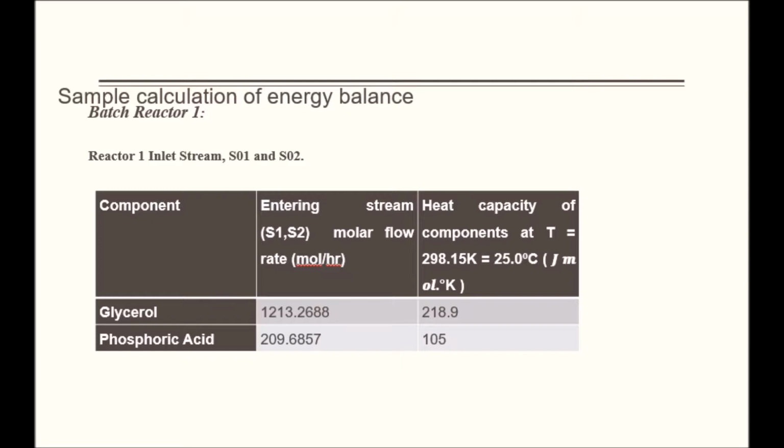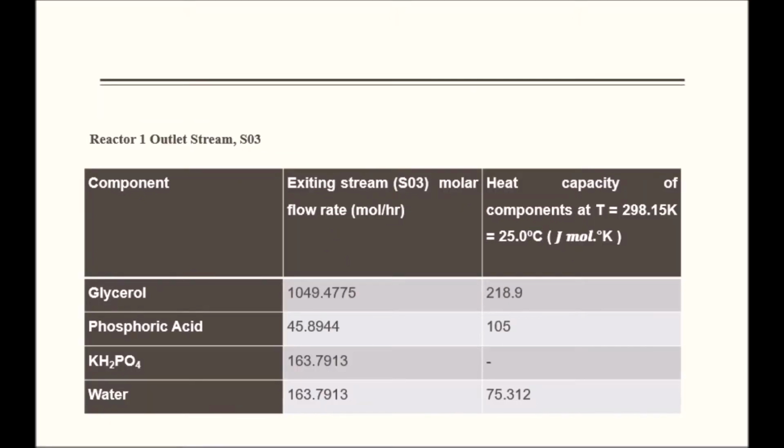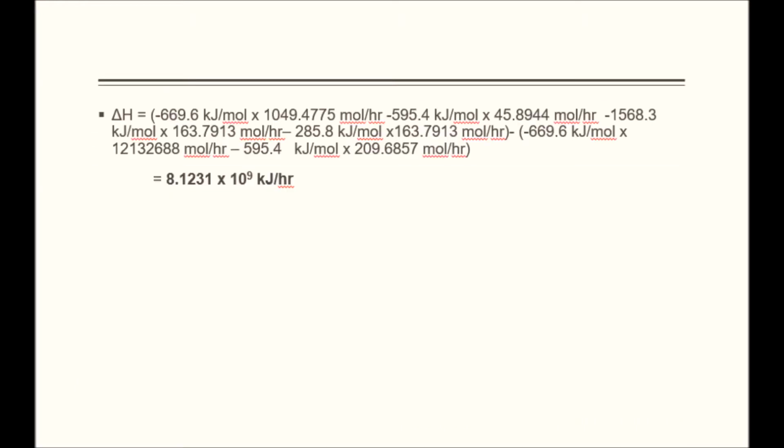Next, I will show the sample calculation for energy balance. The unit operation for the sample calculation is batch reactor 1. As we calculated the molar flow rate of all components in the mass balance and also found the specific heat capacity of components from the internet, we can tabulate it for ease of calculating energy balance. By using the general equation as shown just now, we can calculate the change of enthalpy to be 8.1231 times 10 to the power of 9 kJ per hour.